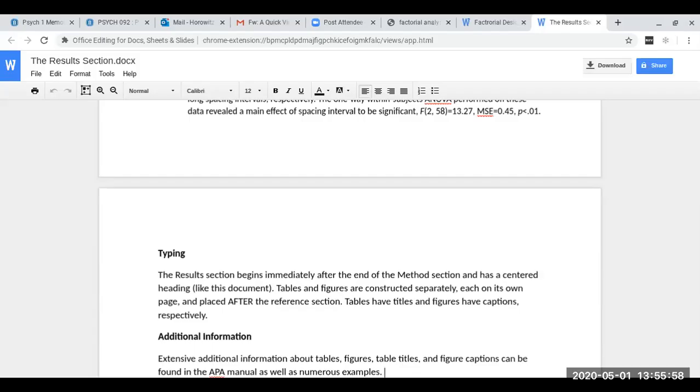Tables and figures are constructed separately. Each table or figure would be on its own page and placed after the reference section, like I just said. You have to make sure that the tables have significant titles and the figures have captions. We will go over those things before you turn in your final paper. Any additional information about tables, figures, titles, figure captions can of course be found in the APA manual and numerous examples. You can find those online, or if you actually have the APA manual, then you can look through it and see.